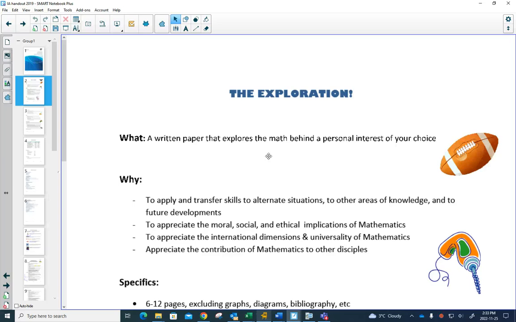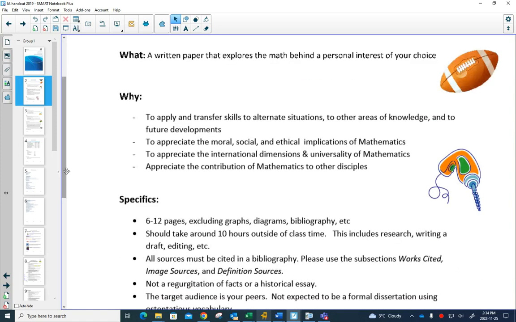So you're going to write a paper on a topic of your choice that connects to the math that is part of the IB curriculum. Okay? Why? To apply the mathematics you've learned to other situations. Chances are, 10 years from now, most of you will have forgotten how to use inverse norm on your calculator. But none of you will forget what you wrote your paper on.